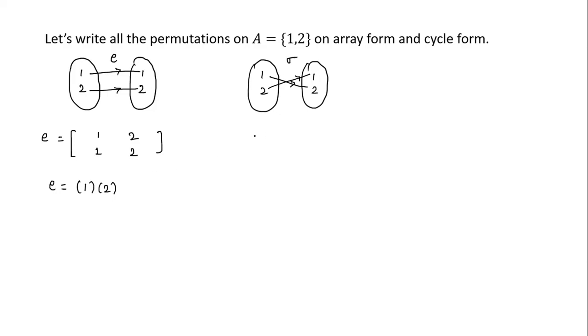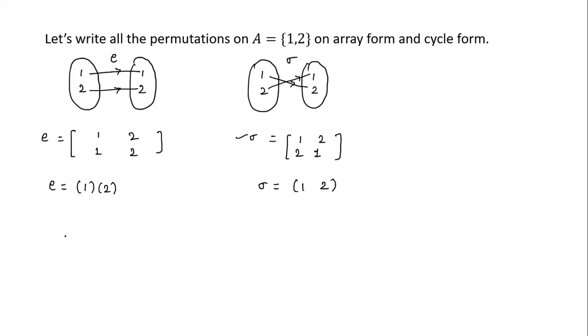And before that, let us write sigma. So 1, 2 are the elements of the domain, and 1 is mapped to 2, 2 is mapped to 1. So sigma is equal to (1 2). So sigma can be written in this cycle form as this, array form as this.